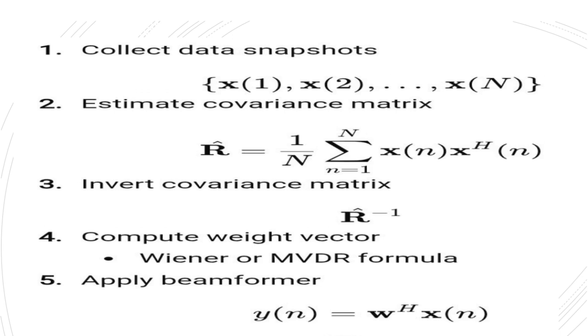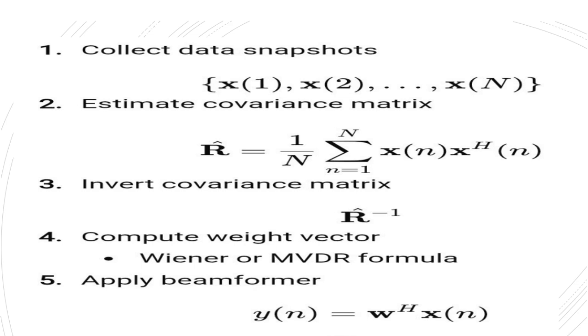Now see here, this is the procedure for sample matrix inversion. The first thing is to collect the data snapshots, like x of 1, x of 2, up to x of N, and estimate the covariance matrix. For that, R hat is equal to 1 by N, summation of n equal to 1 to N, x of n, x Hermitian of n. These things we have already discussed in our correlation matrices, and the same thing is used here.